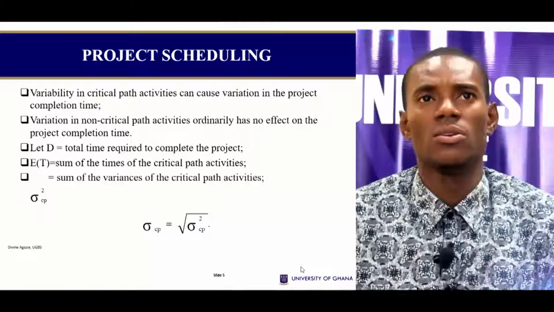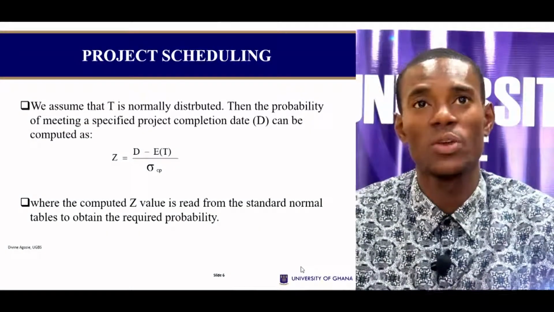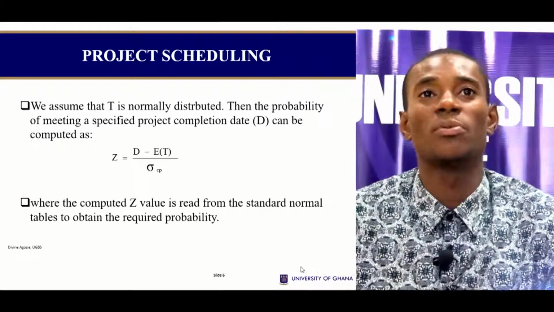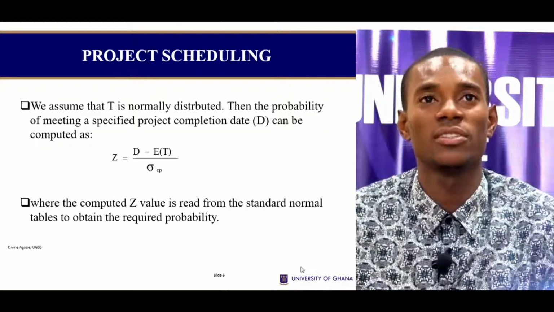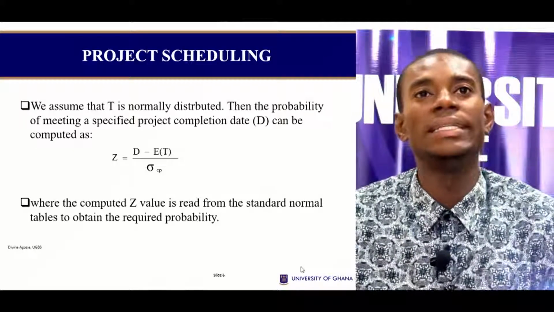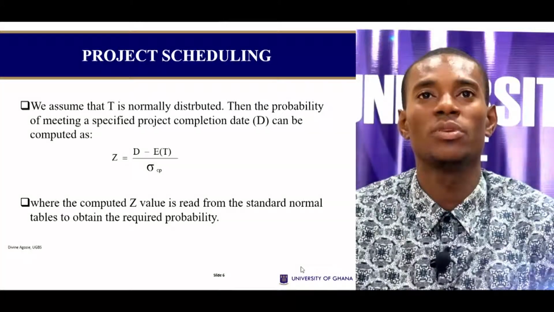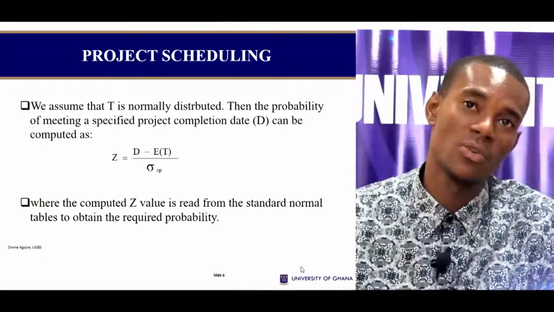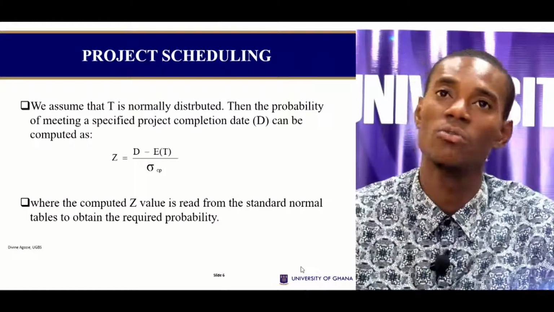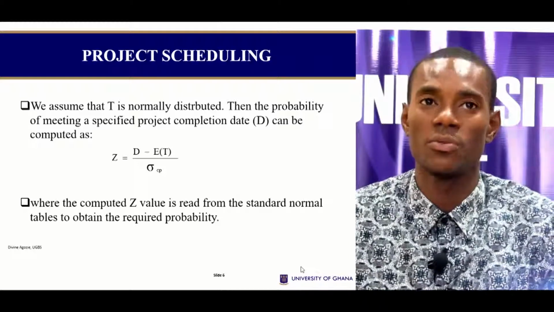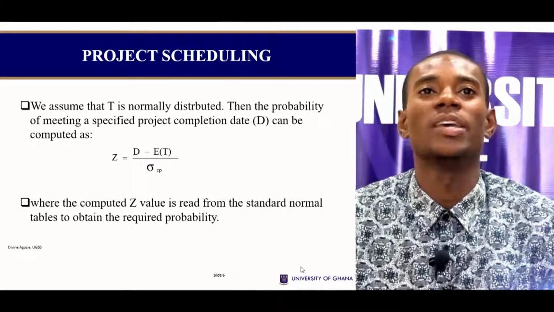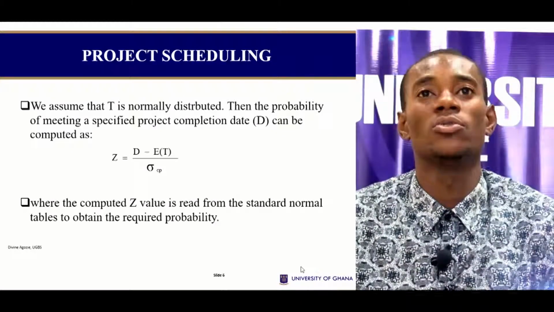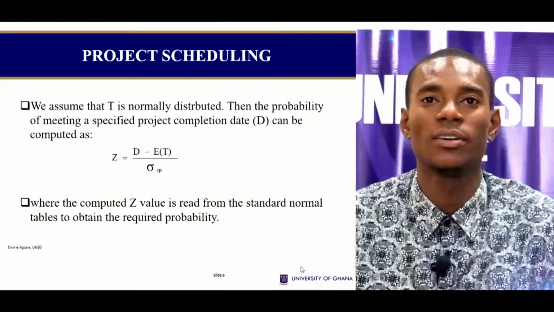Yes, that easy. We assume that t is normally distributed, or the expected times are normally distributed. So the probability of meeting a specified project completion date can be computed where d is the duration, e is the expected time, and our standard deviation is the square root of the variance that we'll compute, which is (b minus a over 6) squared. So z is the computed value to read from the standard normal probability table. Here you need to know how to read the standard normal probability table.